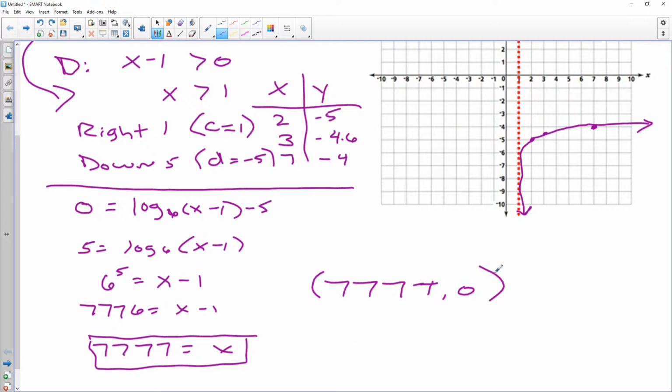I know that sounds a little absurd, but take a look at how slowly this is increasing. When I went from 3 all the way up to 7, that only increased my y value by 0.6. And it's actually going to slow down a little bit. It's taking its time getting up there, so it's going to take until it gets all the way to 7,000 on the x-axis to actually touch the x-axis. So it takes a really long time.